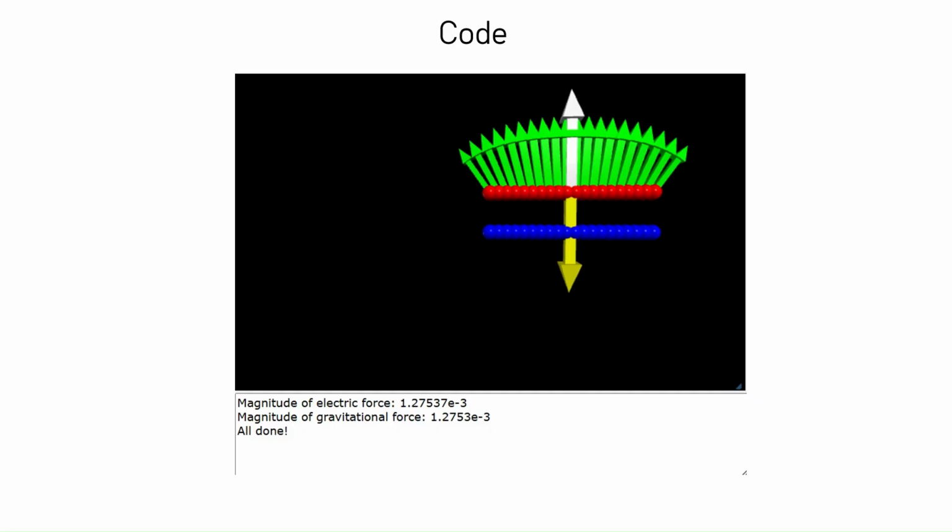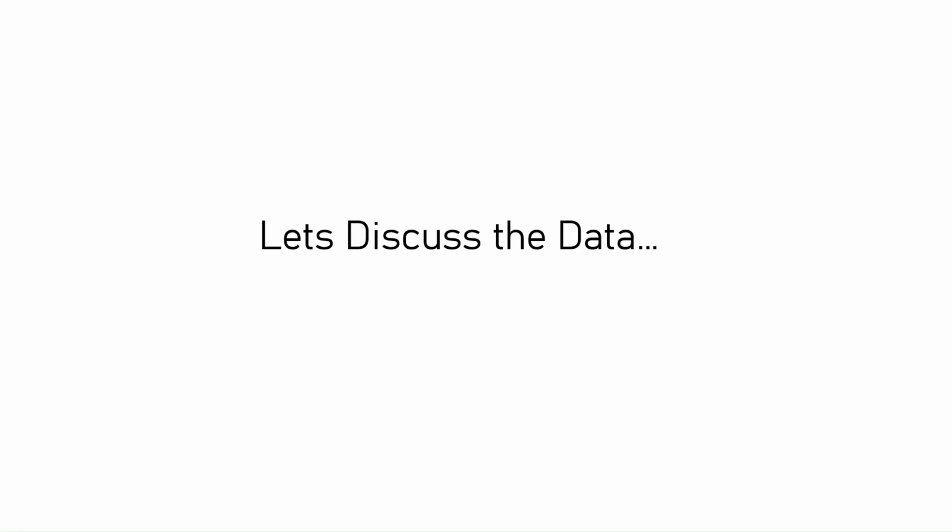So this is just what happens when you run the code. You get a model of the electric force up, gravity force down, and little arrows representing each little field and force for the point charges in the line charge. So let's discuss the data.